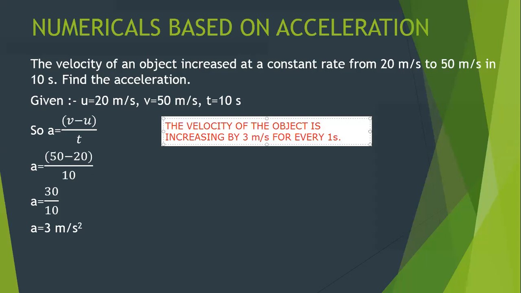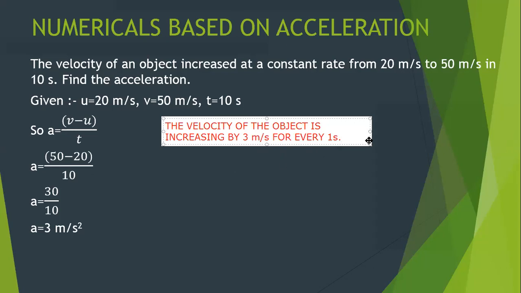Try to understand the meaning of this. The acceleration is 3 meter per second square. What does that mean? That means the velocity of the object is increasing by 3 meter per second for every 1 second. And that's why you will find meter per second for every 1 second. That's why the second appears twice. That's why we say meter per second square.